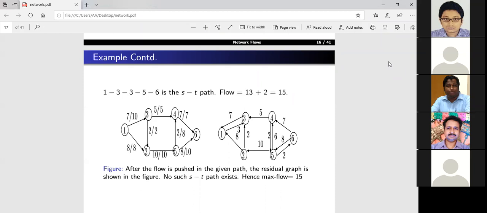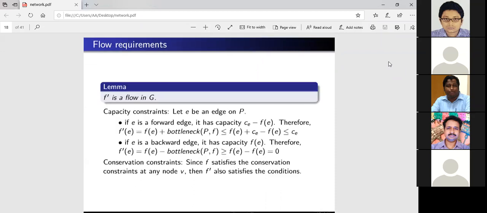So here are the correctness proofs. Here are some of the lemmas.